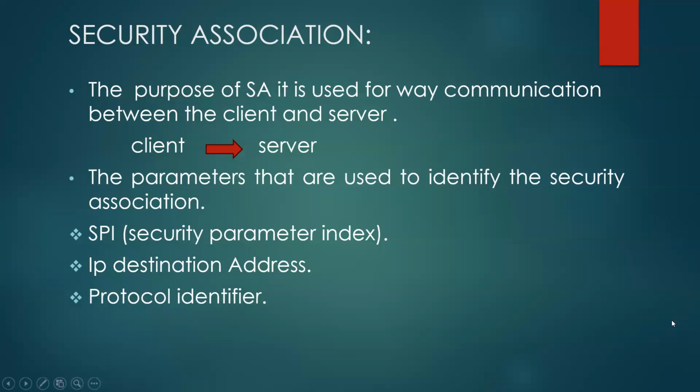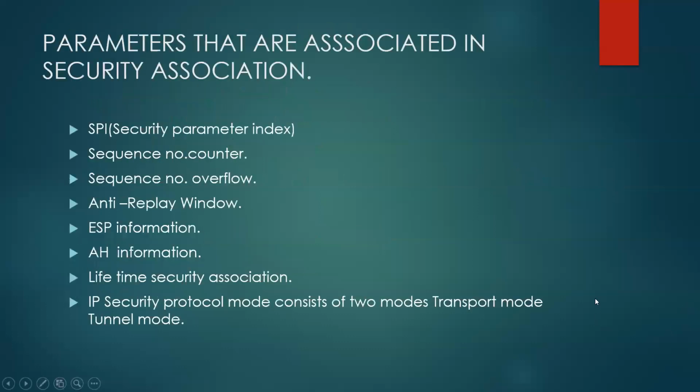And next we move to other parameters associated with security association: SPI, sequence number counter, sequence number overflow, anti-replay window, ESP information, and authentication header information. We already know SPI, the security parameter index, a unique number for each security association, and this parameter is used in both protocols, ESP and AH.